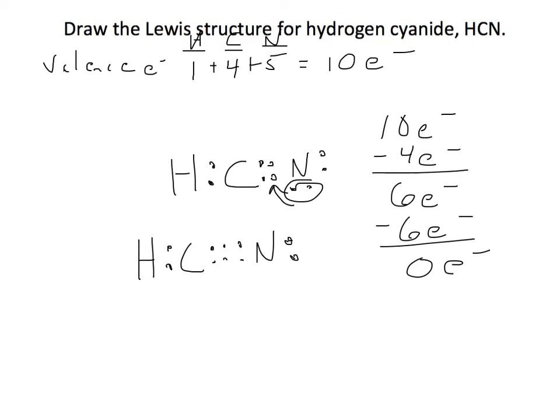Okay, so we're just moving these electrons around, and so now we'll notice that carbon has 2, 4, 6, 8 electrons around it. Nitrogen has 2, 4, 6, 8 around it, and hydrogen's happy as well. And so we can just redraw this as hydrogen bound to carbon with a triple bond to nitrogen.